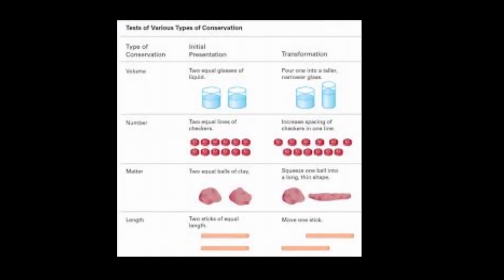Typical tests that we give kids to see where they are in their development is to do things like pour water from a short glass into a tall glass in front of them and ask them which one has more water. Putting coins close together and then putting coins spread out or objects spread out and asking them which one has more. They have not connected with the idea that moving things around does not change the quantity.